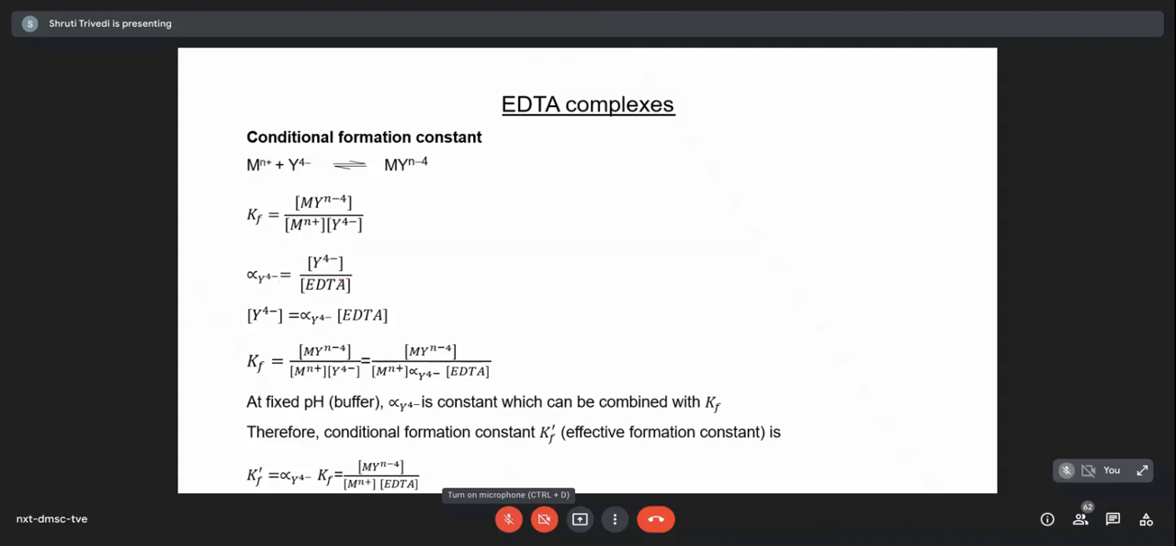So we have two different equations, and now we are going to rearrange this equation. Y4 negative becomes alpha multiplied by EDTA. Now you substitute this value into the equation: you have MYn-4 divided by Mn+ divided by Y4 negative. Instead of Y4 negative, I have replaced it with alpha times EDTA.